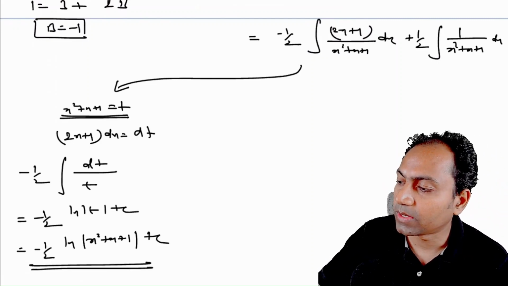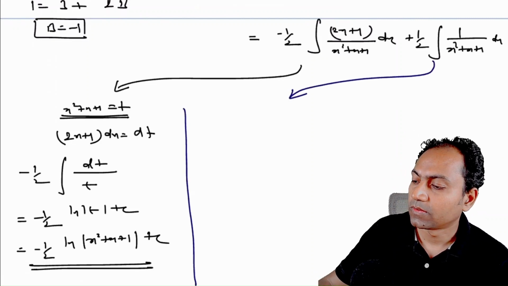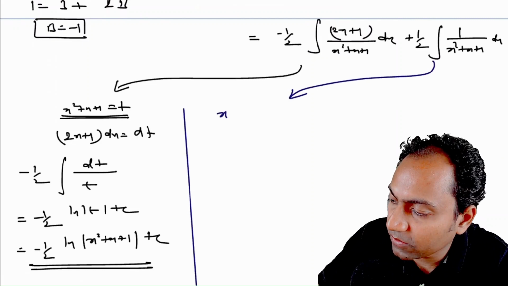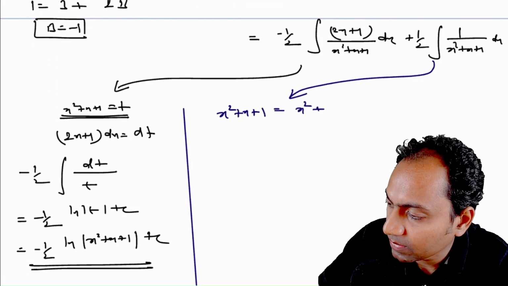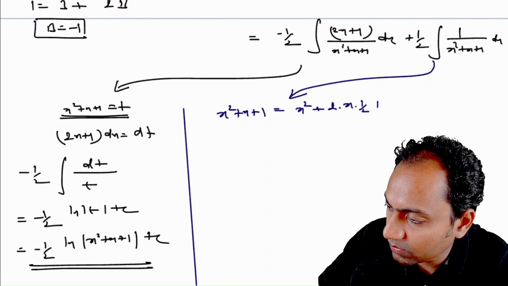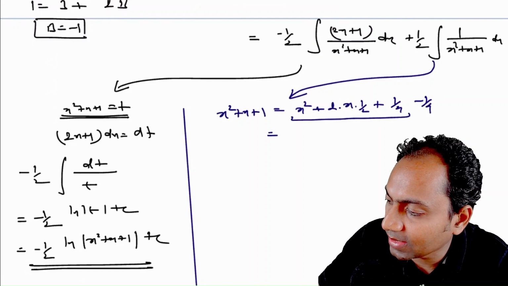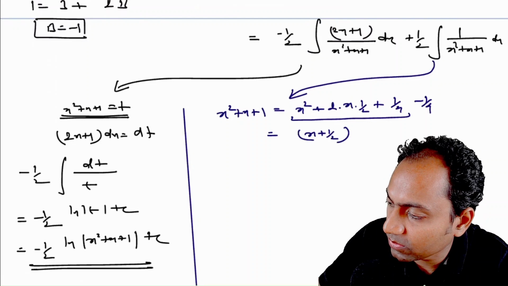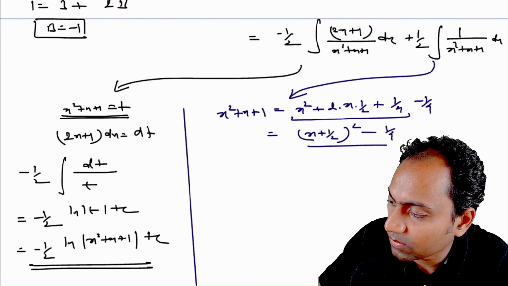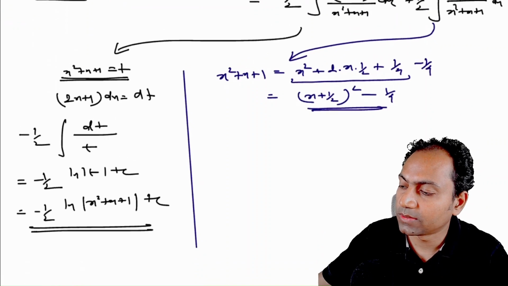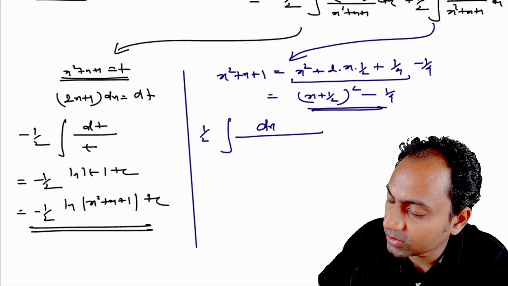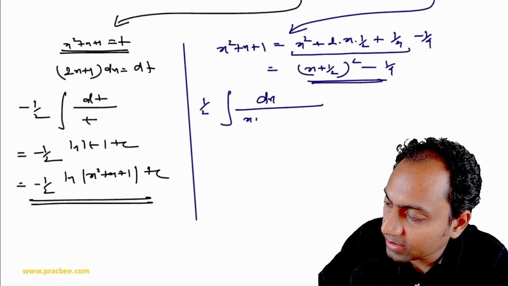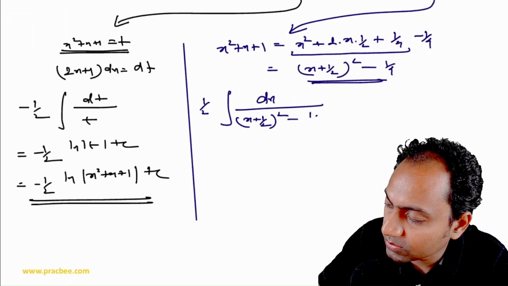If I want to do the second part, what can I do? In the second part, I will have to make a perfect square. So x square plus x plus 1 we can write as x square plus 2 into x into 1 by 2 plus 1 by 4 minus 1 by 4. So this part can be written as x plus 1 by 2 whole square minus 1 by 4. Once I do that, this becomes 1 by 2 times integration of dx by x plus 1 by 2 whole square minus 1 by 2 whole square.